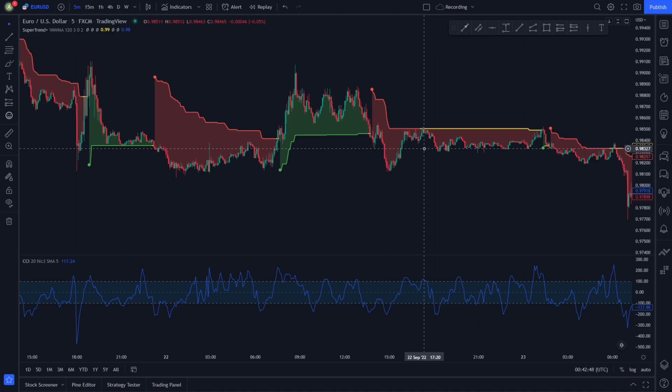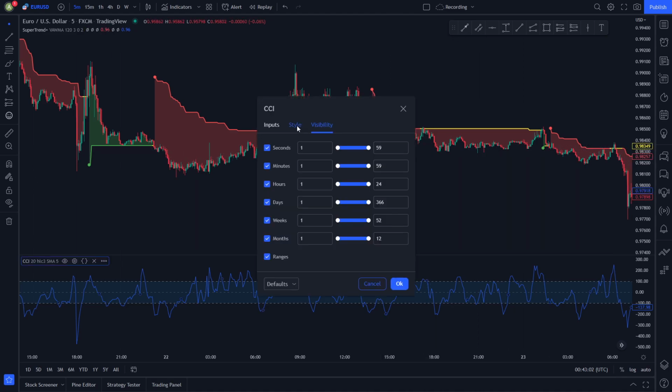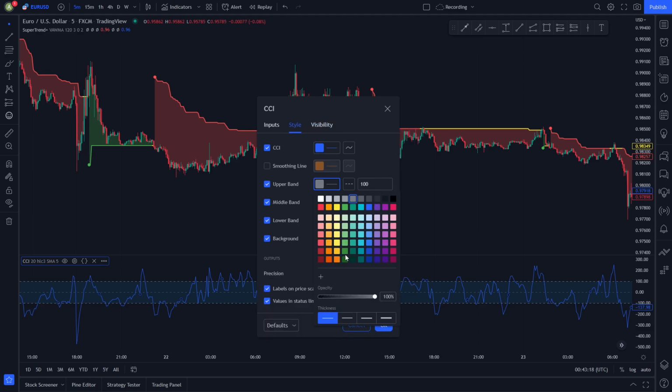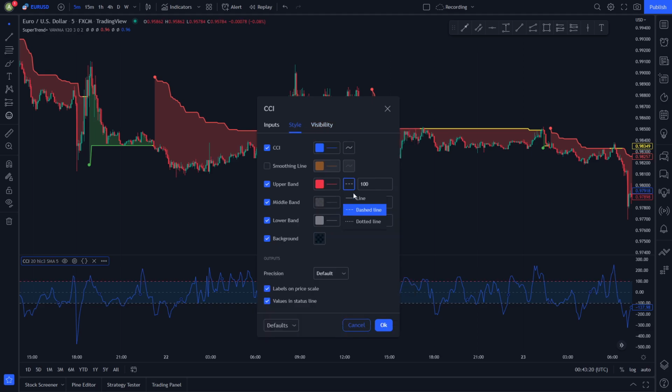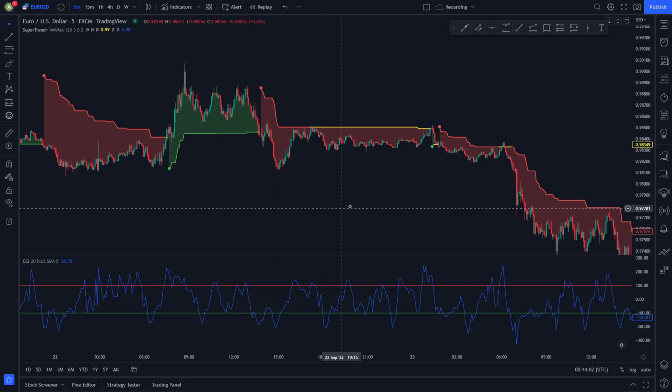Now, let's modify some of the indicator settings. Head to the Style section, change the upper band color to red, then make it thicker. Change the lower band color to green, then make it thicker, uncheck middle band, and the background, then click OK. Now, both our indicators are ready. Let's get started with the strategy rules.